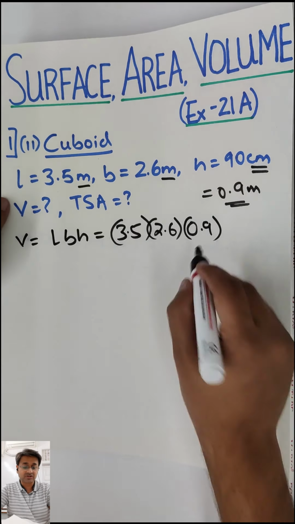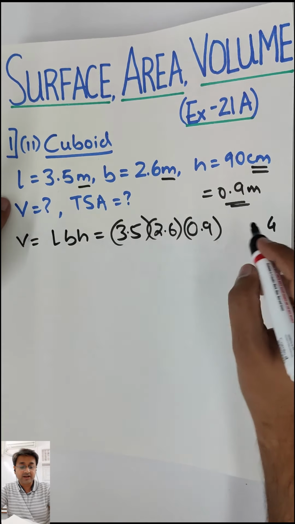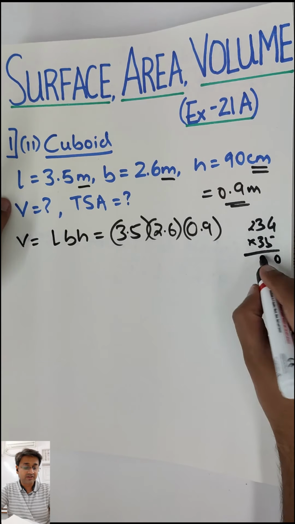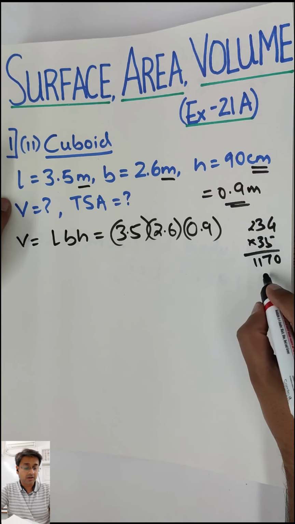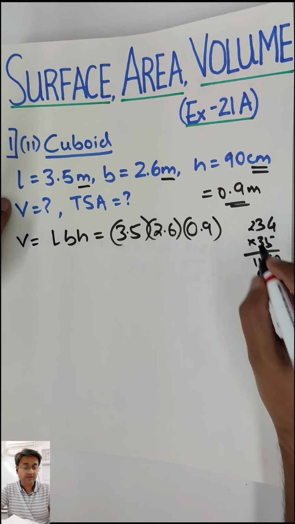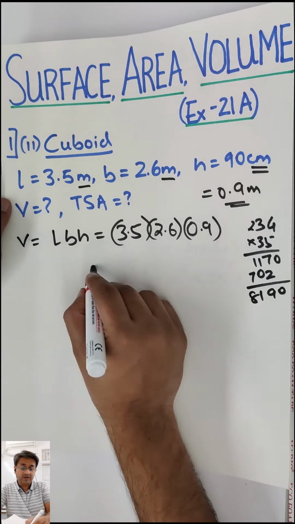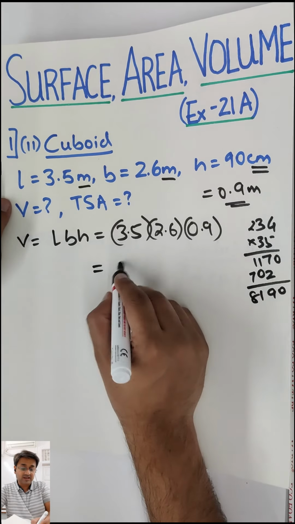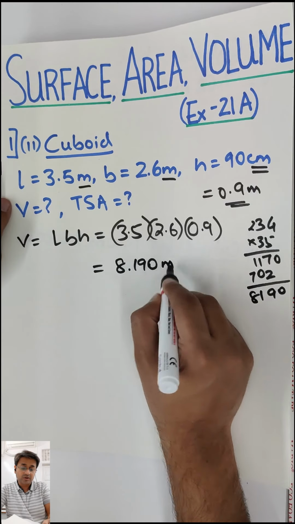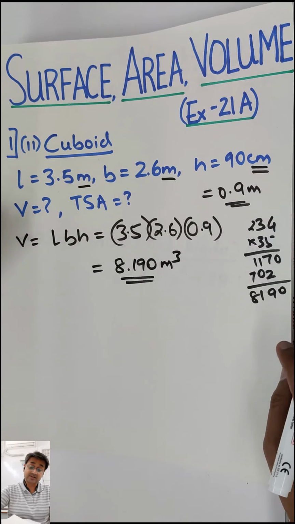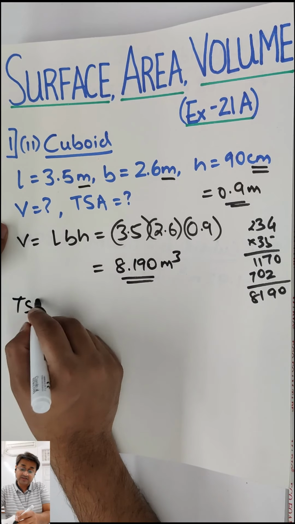So a lot of calculations. 9 6s are 54, and so on. So I am getting it with 3 decimals as 8.190 meter cube. Please tell me if I am correct. Yes, it's correct. All the answers here are in decimals.